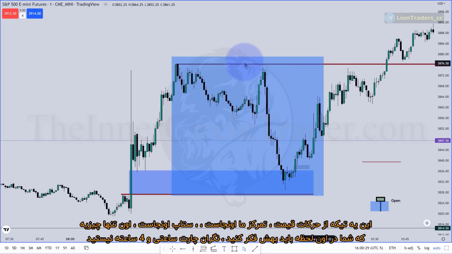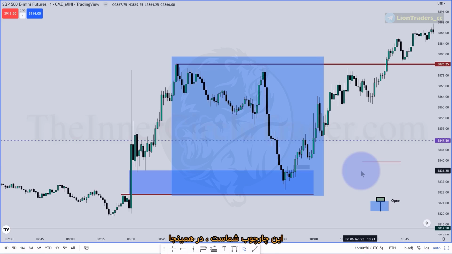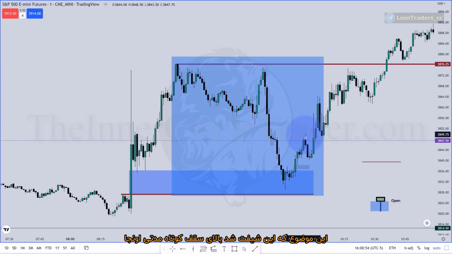But this little segment of price action, that's the focus. That's the setup. That's the only thing that you would need to be concerned about at the moment. You don't worry about the hourly chart, the 4-hour chart, the daily chart, or the weekly chart. You're not worried about the 15, the 10-minute, the 7-minute, the 3-minute, the 2-minute. This is it. This is the framework right here. The fact that it shifted above this short-term high right there sets the stage for a run above here.